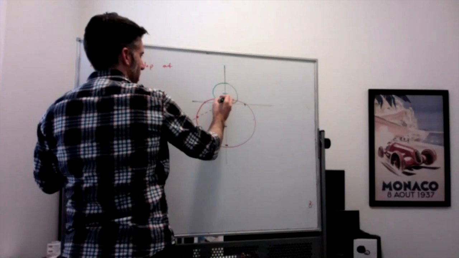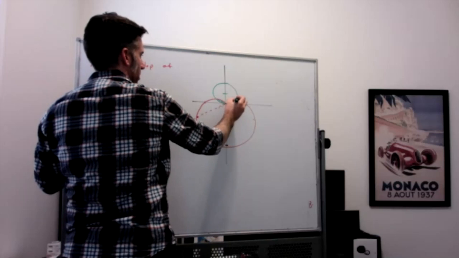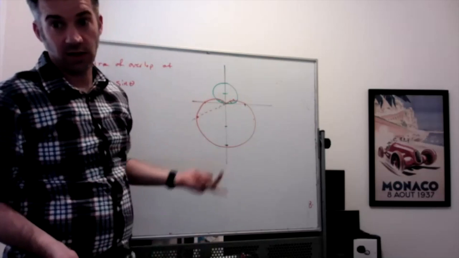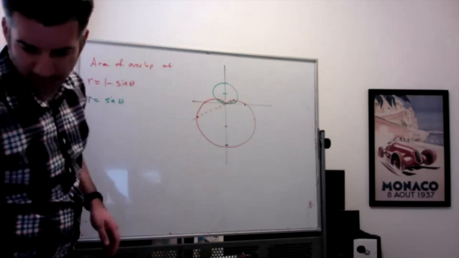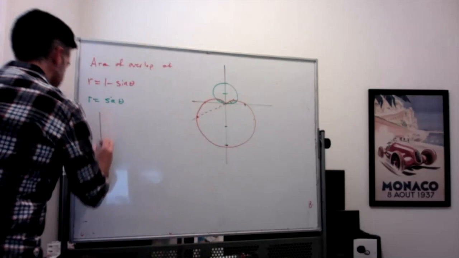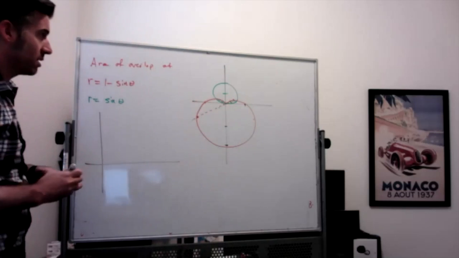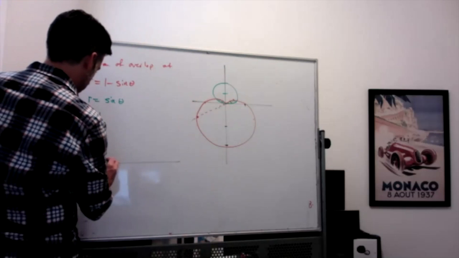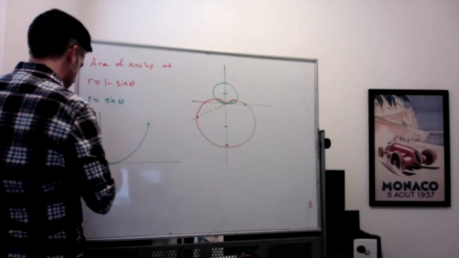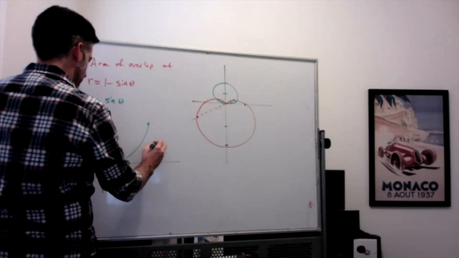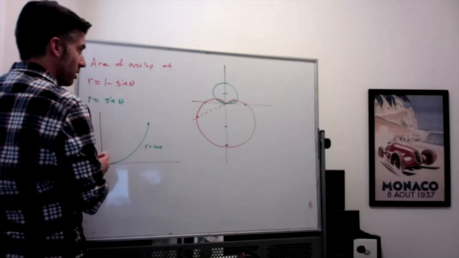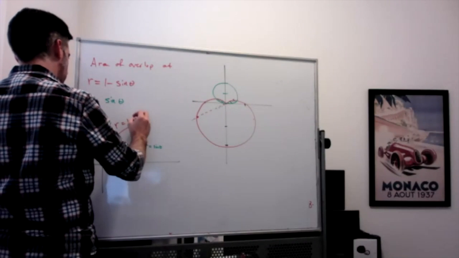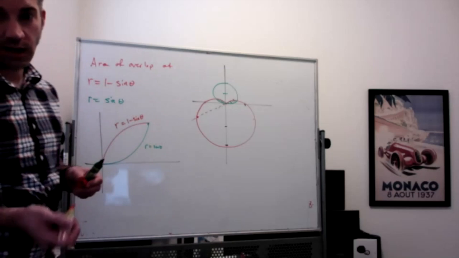So I'm looking for this area here and this area here. First of all, I would use symmetry to say, I'm going to find that area there and double it. So let's get a closer look. I'm going to blow that right side up. Here's my r equals sine theta, and here's my r equals 1 minus sine theta. And I want to find the area of that.